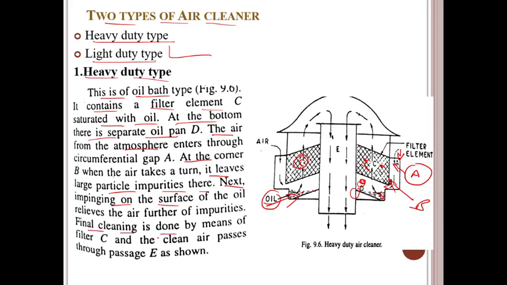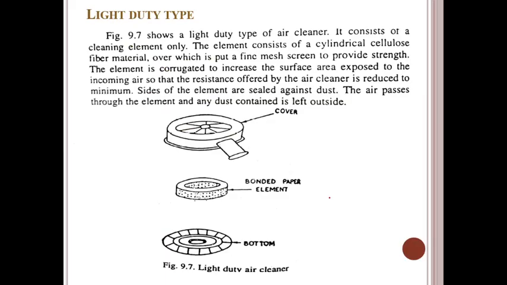Finally, cleaning is done by means of filter C. Then the clean air passes through the passage E. After that, from both sides the air comes from C and passes into the E portions as shown in the figure. And then after that it passes into the carburetor, where the mixing of air and fuel takes place. So this is called the heavy duty type.